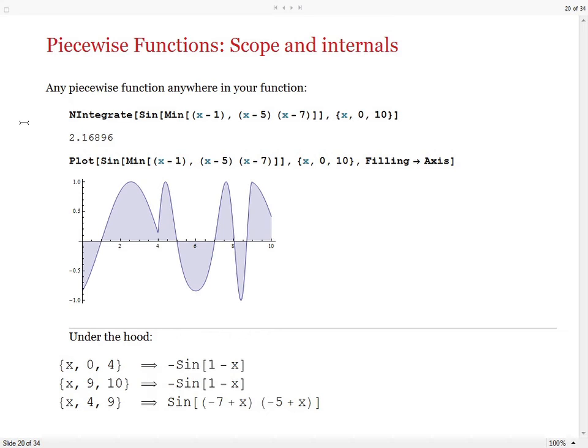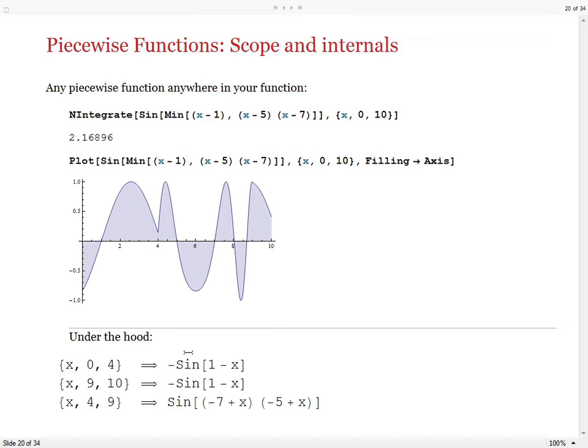Let's take a look at how far this piecewise subdivision can go and how it works. In this integral, the integrand is the sign of a piecewise function. The piecewise function is the min of a linear and a quadratic function of x. Mathematica knows how to resolve this min into subregions on which either the first or second argument is the minimum.